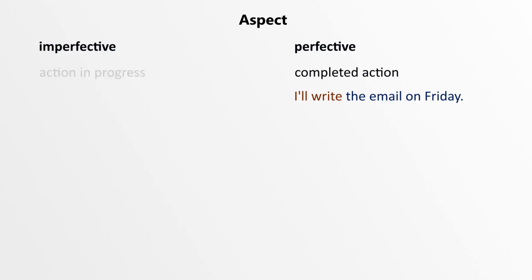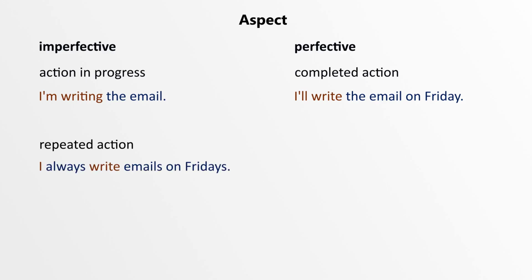Imperfective focuses on the process or repetition of the action. So in English, something like, I'm writing the email. In this case, I'm in the process of writing the email, and of course, the email is not finished at this time. Another example, I always write emails on Fridays. Here, the action is repeated regularly, showing a habitual pattern, another key use of the imperfective aspect.